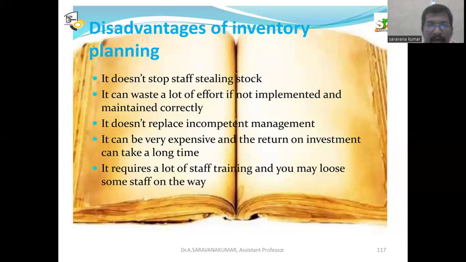So likewise, we have disadvantages also. It doesn't stop staff stealing stock. It can waste a lot of effort if not implemented and maintained correctly. It doesn't replace incompetent management. It can be very expensive, and the return on investment, that is ROI, can take a long time. It requires a lot of staff training, and you may lose some staff on the way. So you can provide the training on how to allocate the resources.